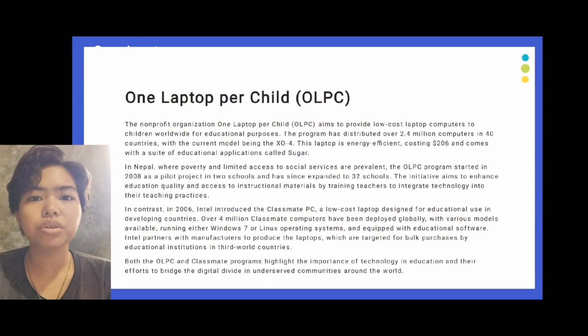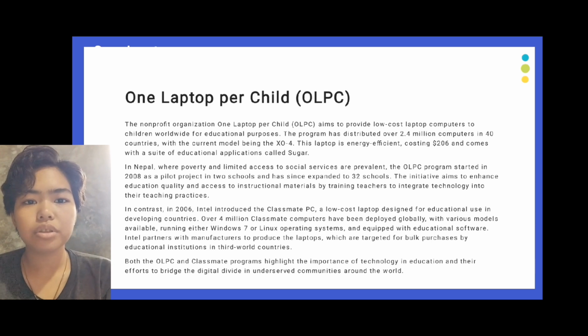In contrast, in 2006, Intel introduced the Classmate PC, a low-cost laptop designed for educational use in developing countries. Over 4 million Classmate computers have been deployed globally with various models available, running either Windows 7 or Linux operating systems. And equipped with educational software, Intel partners with manufacturers to produce the laptops, which are targeted at bulk purchases by educational institutions in third world countries.